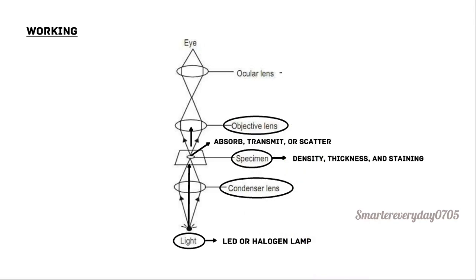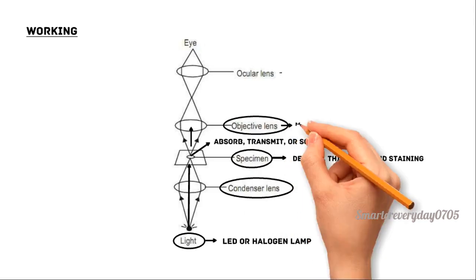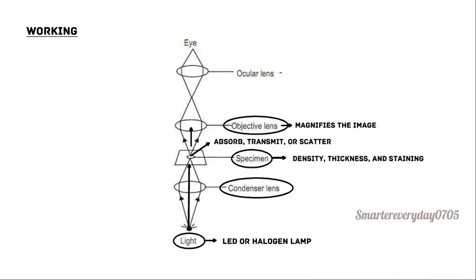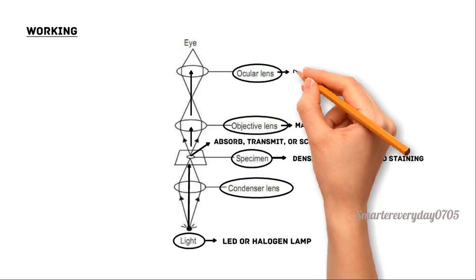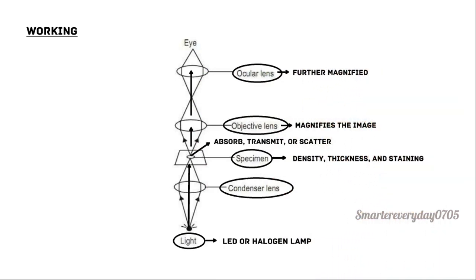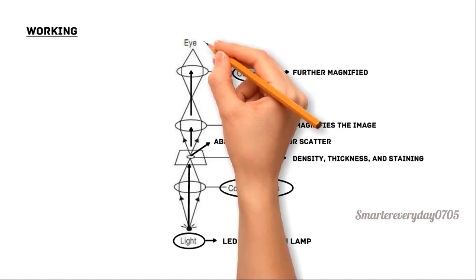The objective lens, which is close to the specimen, magnifies the image. Different objective lenses with varying magnifications such as 4x, 10x, 40x, 100x can be used depending on the level of detail required. The light then travels through the body tube to the eyepiece, where the image is further magnified. The eyepiece typically provides an additional 10x or 15x magnification. The combination of the objective lens and eyepiece creates a magnified, inverted image of the specimen. This image is what you see when looking through the eyepiece.